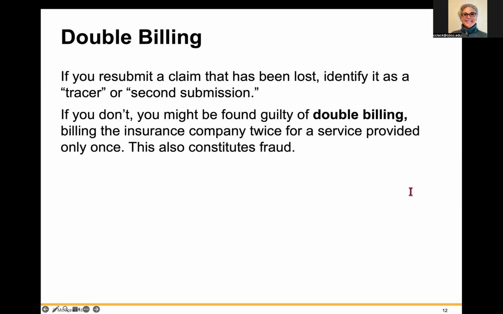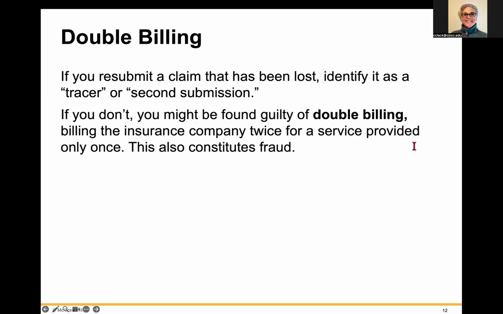Double billing happens when the insurance company is billed twice for a service that was provided once. Sometimes it's intentional, but honestly, many times it starts as a workflow mistake. You know, someone didn't realize the claim already went out the door, the billing system didn't show the status correctly, or the payer portal wasn't updated. Here's the real takeaway. Even if it's accidental, the payer still sees it as a duplicate claim, and that creates risk.